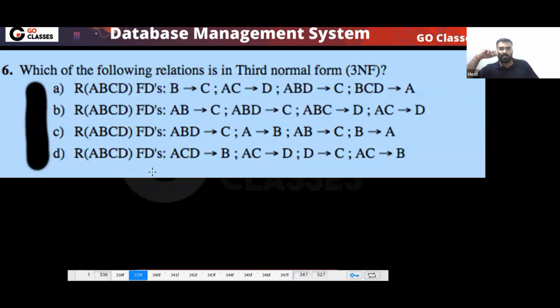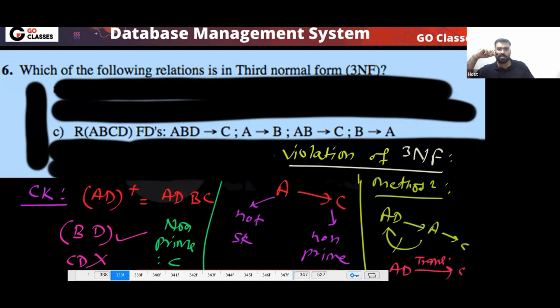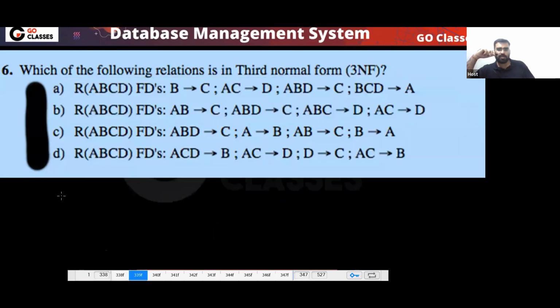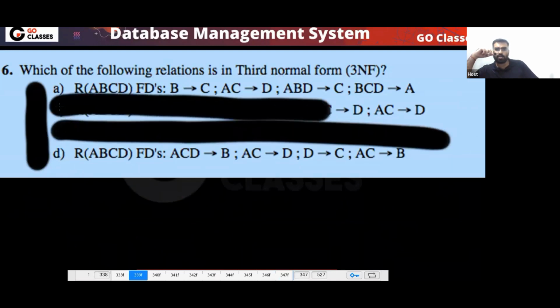Now let's move on. Tell me about the third one. This is a violation of 3NF. What about the last one? What about option D?